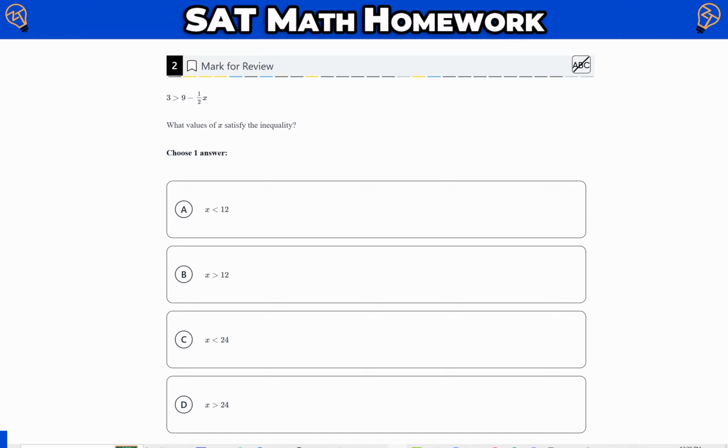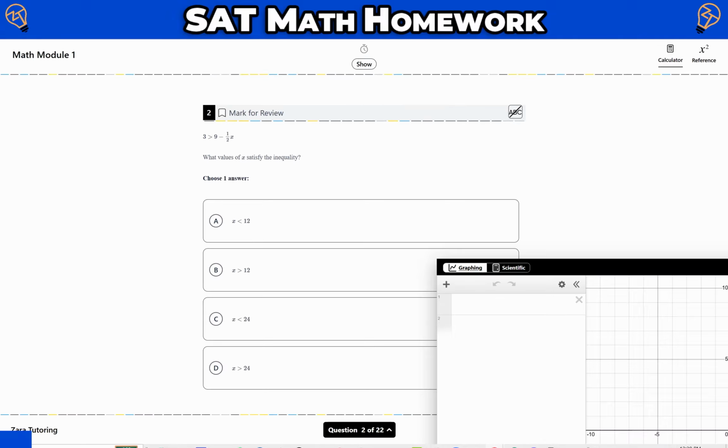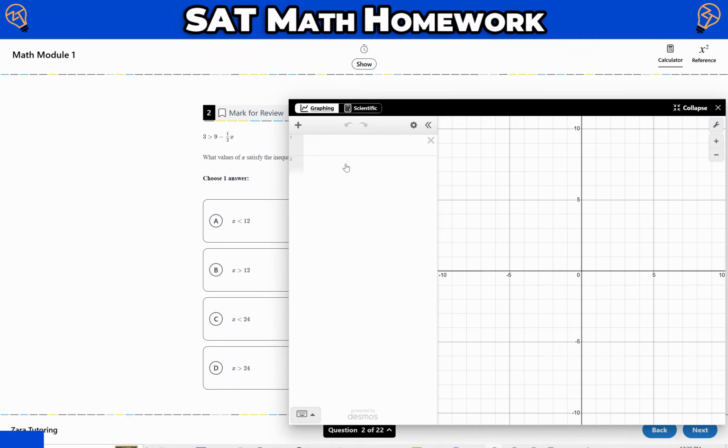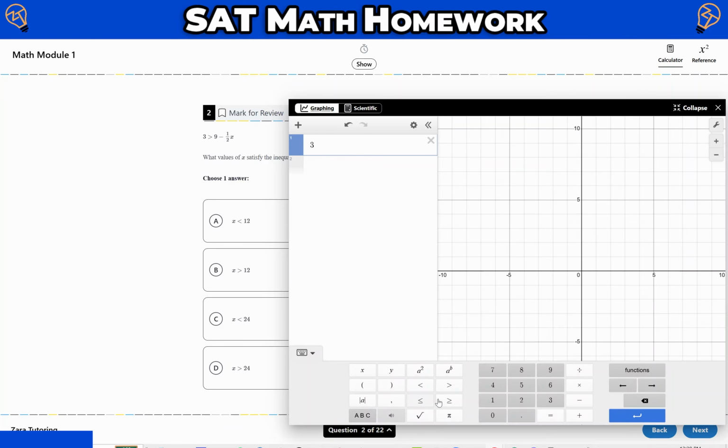Now, it might seem counterintuitive at first, but we can actually use Desmos on this question. So let's go ahead to Desmos in the upper right corner, and we're just going to type this in exactly the way that we see it. And you could obviously use the keyboard down here, which I do when it's less than or equal to or greater than or equal to.